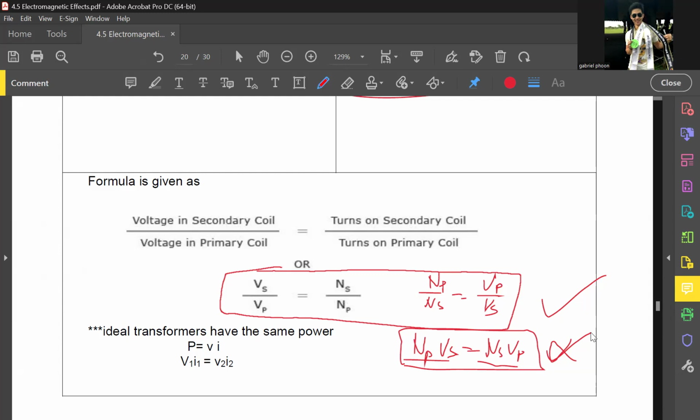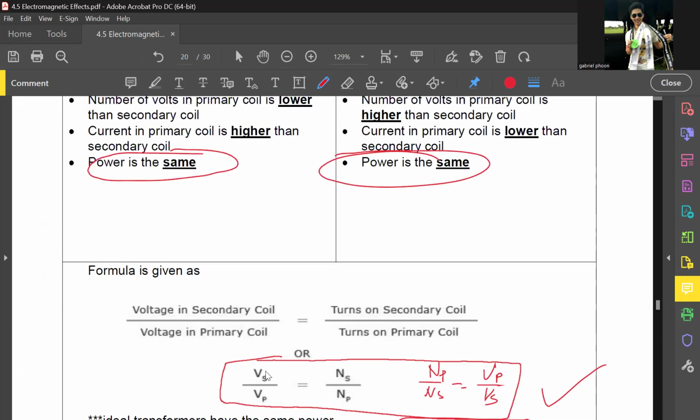P equals VI, that one. P equals VI is the power formula for both, so it's basically V1I1, V2I2. Voltage, because power equals VI, right? Voltage 1, voltage 2. Also, this is just a ratio. This is to find the ratio, basically.